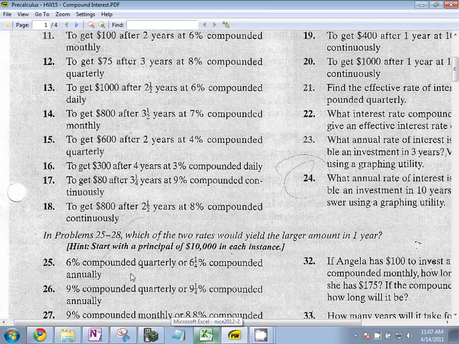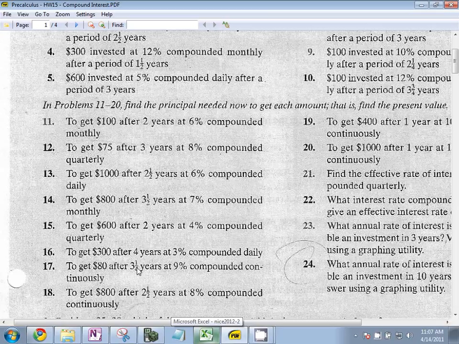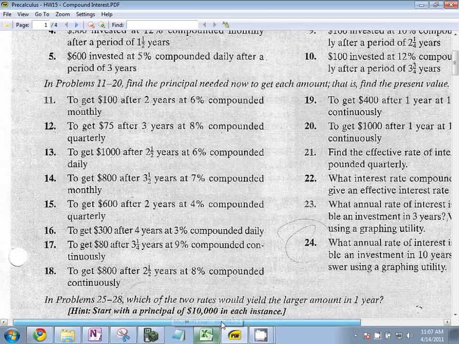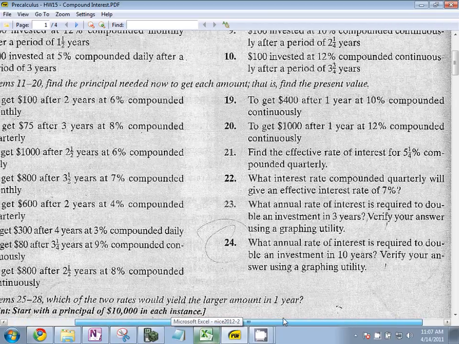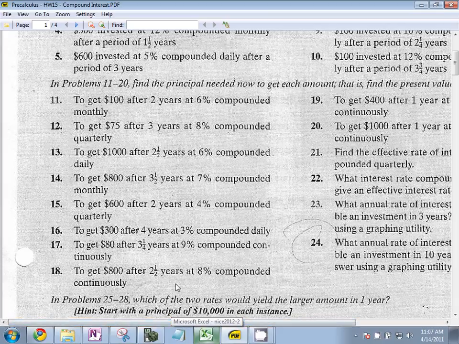It says, find the principal needed now to get the amount. That is, find the present value to get $800 after 2.5 years at 8% compounded continuously.